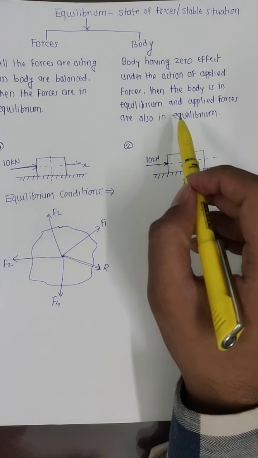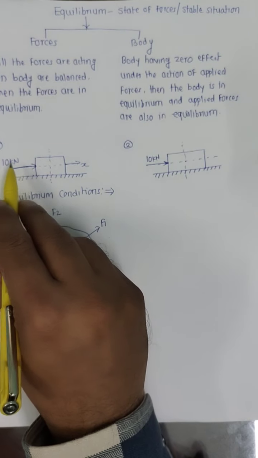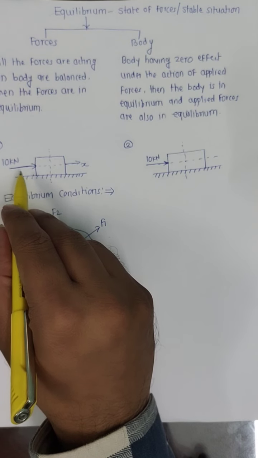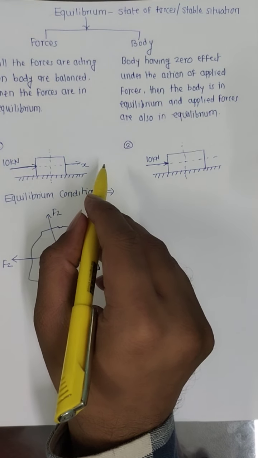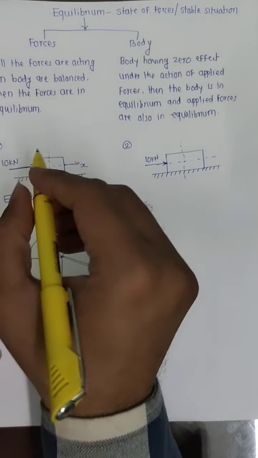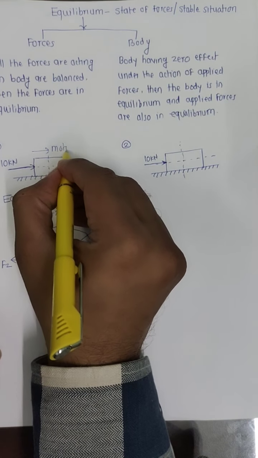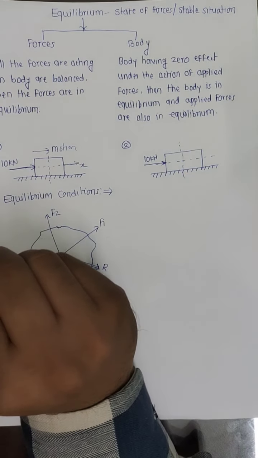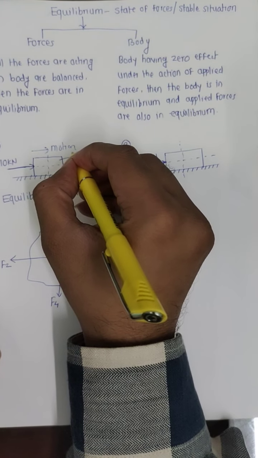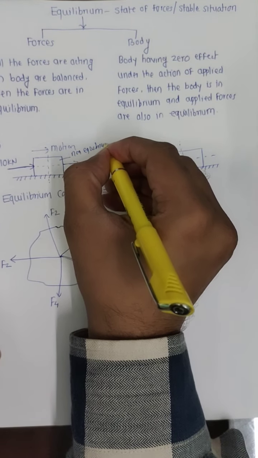and the applied forces are also in equilibrium. Now see, in the first diagram, one block rests on the surface, and a 10 Newton force is applied in the x direction. So it means that the 10 Newton force pushes this block in the forward x direction. So the block will be in motion along the positive x-axis. In motion along the positive x-axis means this body is in a non-equilibrium position.